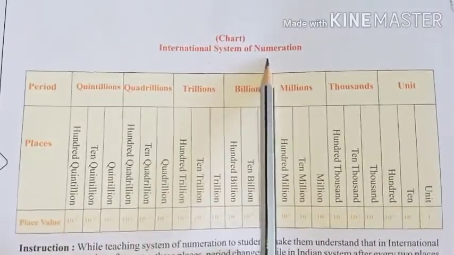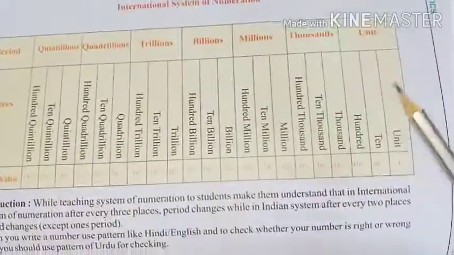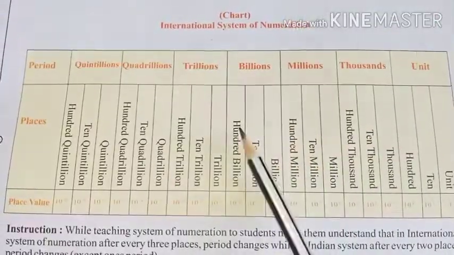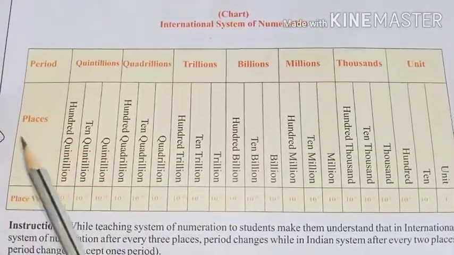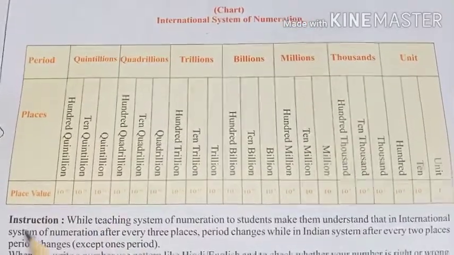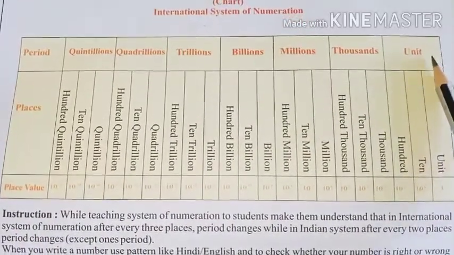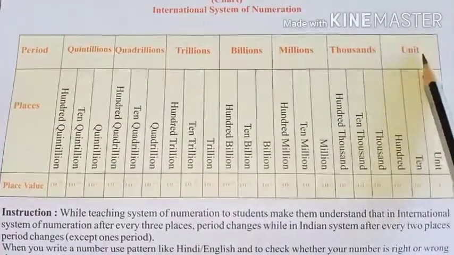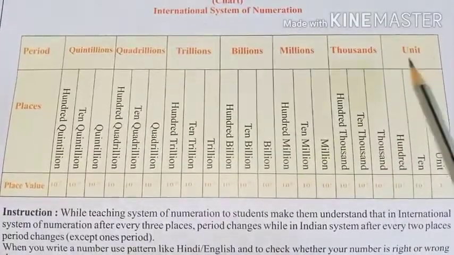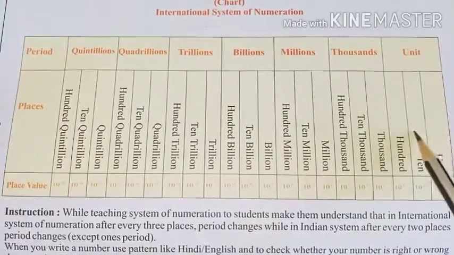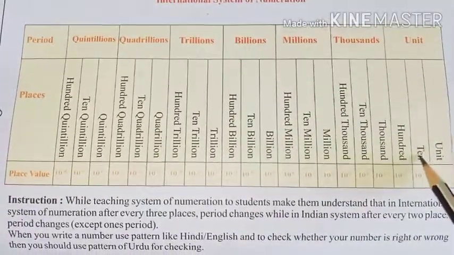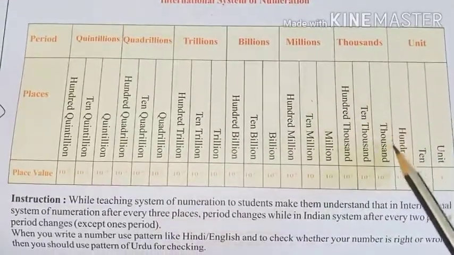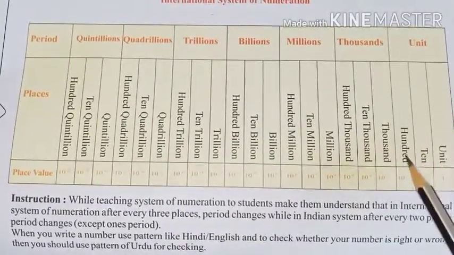In the International System of Numeration, see in this chart how many parts are there? 1, 2, 3, 4, 5, 6, 7. 7 parts are there. Okay. So the first part we see is called units. In units there are 3 parts: 1, 2, 3, including units, tens and hundreds.